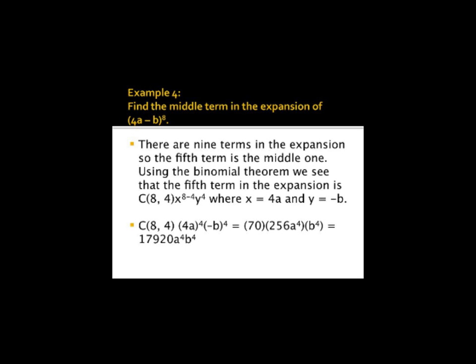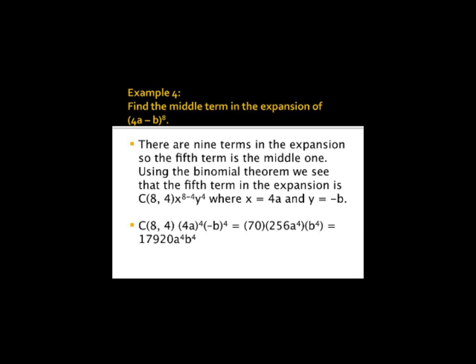All right, this brings us to example 4. For this example, we want to find the middle term in the expansion of the polynomial (4a minus b) to the 8th. There are 9 terms in the expansion because the power of the polynomial is 8. So the 5th term is the middle one.